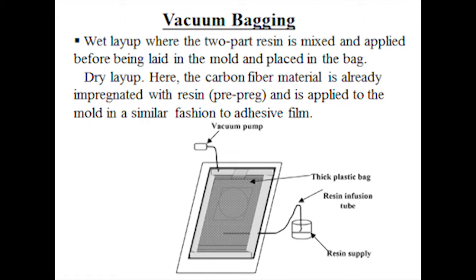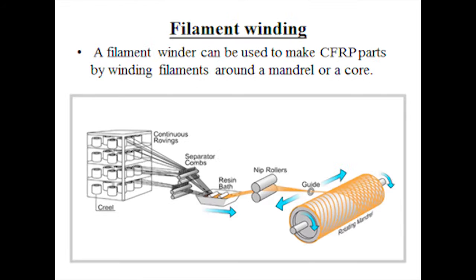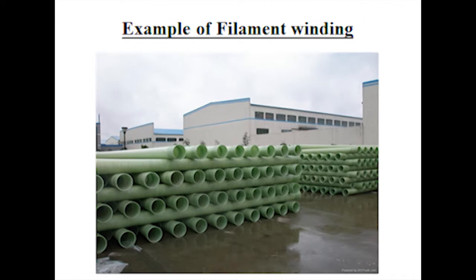In this, the resin and the carbon fiber are packed together. Vacuum bagging uses the resin infusion process where the vacuum pulls the resin through a small tube into the bag. Next one is filament winding. Filament winding can be used to make CFRP parts by winding filament around a mandrel or a core. These tubes are manufactured through filament winding.